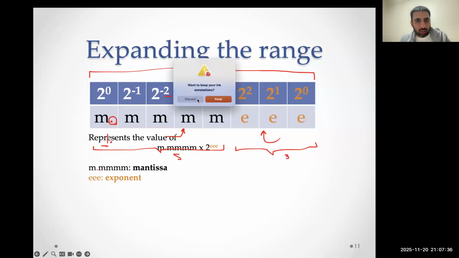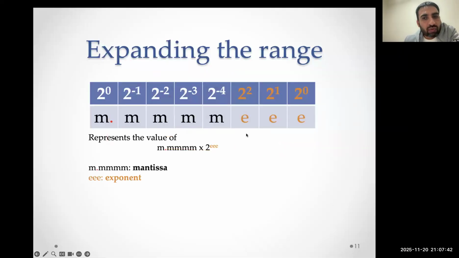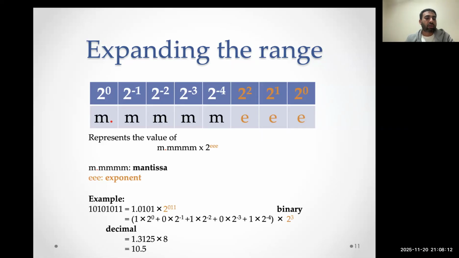Okay, let me discard these annotations. Now if we have this format, then the maximum value which we can represent is M dot, then 4 M bits, multiplied by 2 raised to the power of the value of these 3 exponent bits, right? M stands for mantissa, and all the M's shown here are the bits for the mantissa, and all the E's are the bits for the exponent part. Again, we will have a concrete example in the next couple of slides, and it will become clear to you.